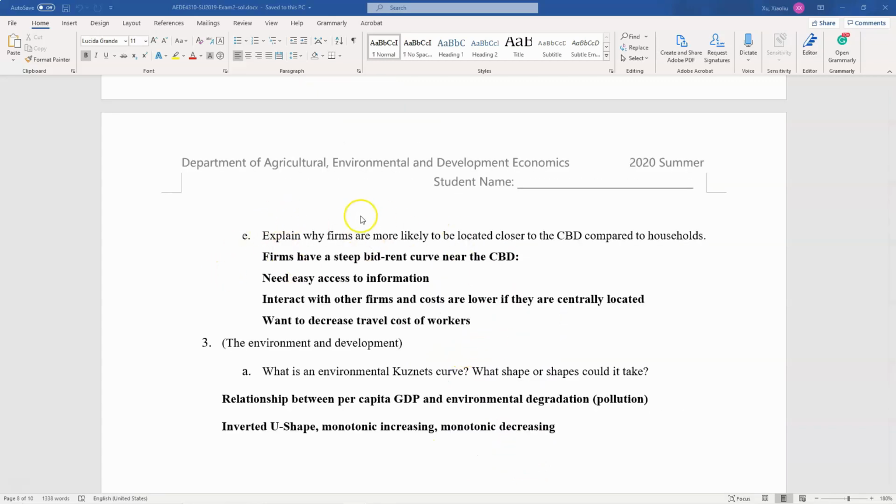Then explain why firms are more likely to be located closer to the CBD compared to households. Or we can say why households are more likely to be located far from the CBD compared to firms. There are several reasons for that. First, information is very important for firms, and they need easy access to information. They need to negotiate and interact with other firms, and the costs are lower if they are located closer to the CBD. They can also decrease the transportation cost of their workers when being closer to the CBD, and in that way they can control their costs and improve profit. All those reasons explain why firms are more likely to be located closer to the CBD.